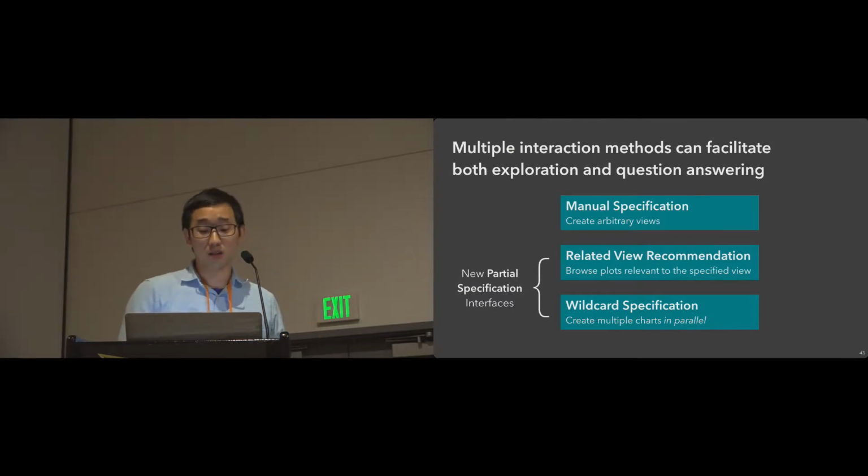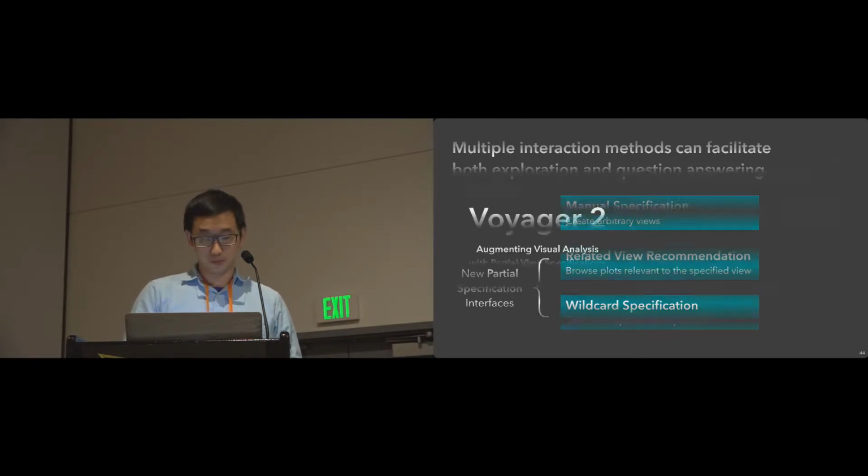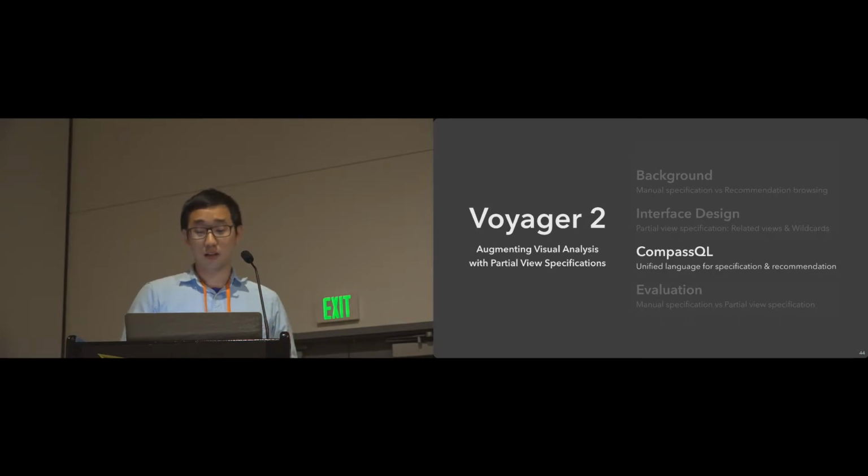With these interaction methods in a single unified system, analysts can transition between both rapid exploration and creating specific plots to answer their analytic questions. Now that we have seen the interface, next, I'm going to describe CompassQL, a visualization query language that enables both specification and recommendation in Voyager 2.